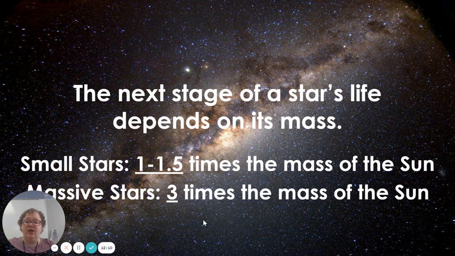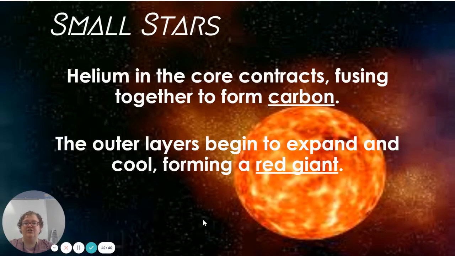The next stage of the star's life cycle is going to depend on its mass. So we have these main sequence stars. If it is a small star, meaning about the size of the sun, 1 to 1.5 times the size of the sun, it's considered a small star, and it has a different life, a different pathway. If it's a massive star, that's going to be about 3 times the mass of the sun. That's going to have a different set of stages in its life. So it all depends on its mass, how large it is. So let's start with small stars first.